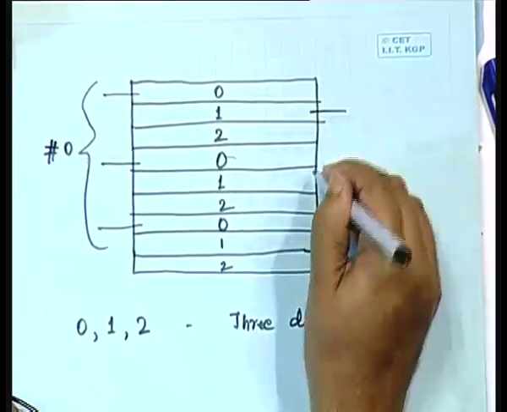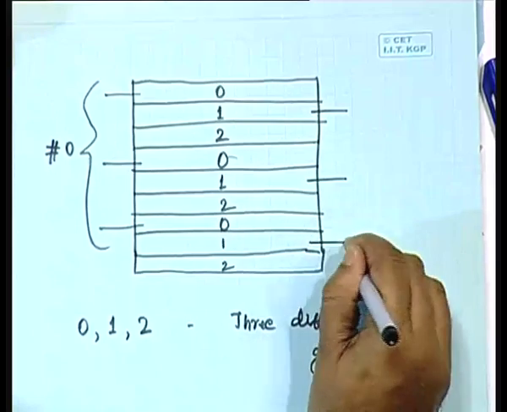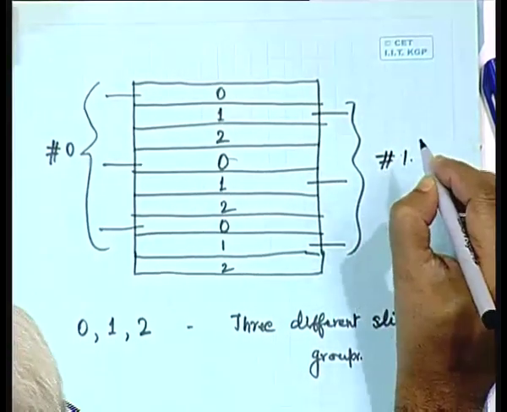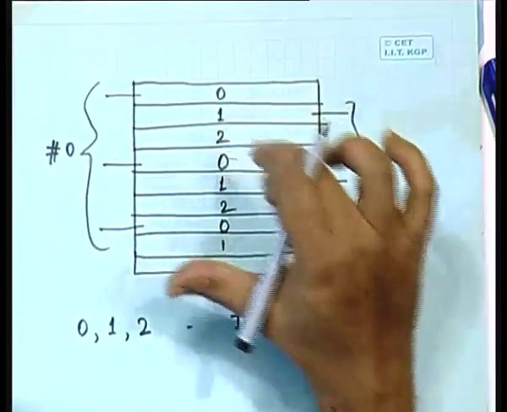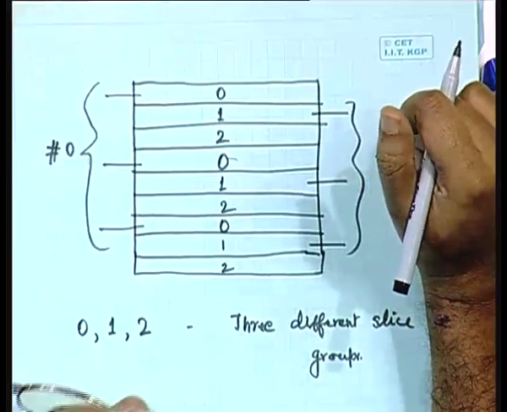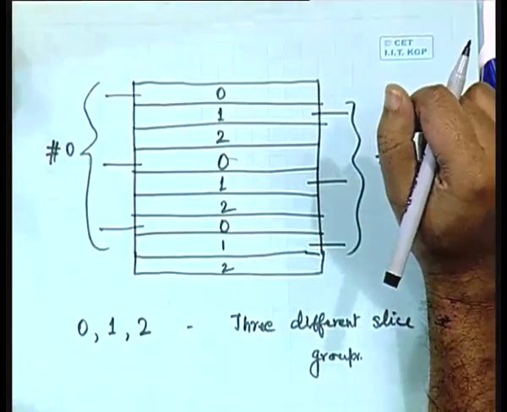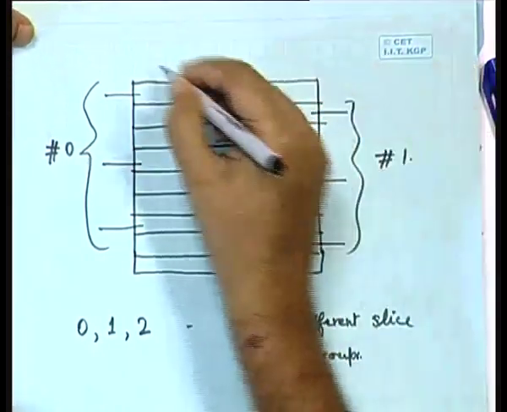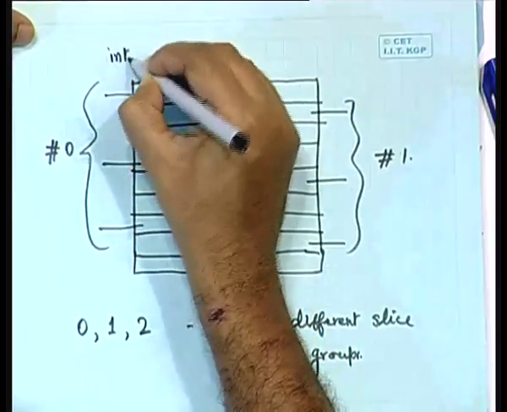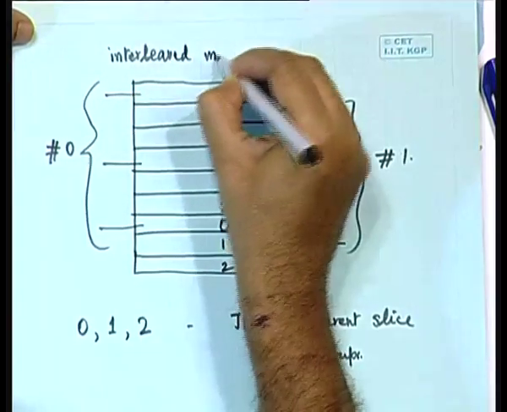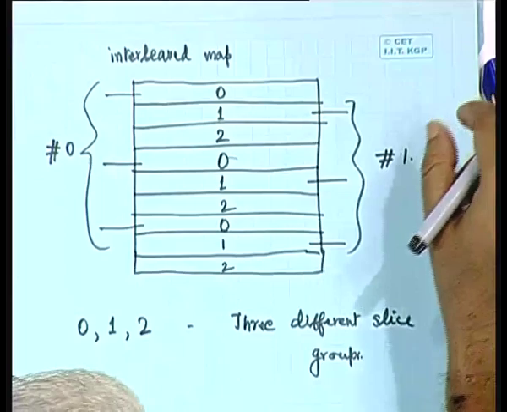Again, if I take this one and this one, then together it forms slice group number 1, and likewise if I take this 2 and this 2, then it forms slice group number 2. So, what you find here is that the slice groups form a kind of interleaved map. This is an example where I show that the slice group forms an interleaved map.